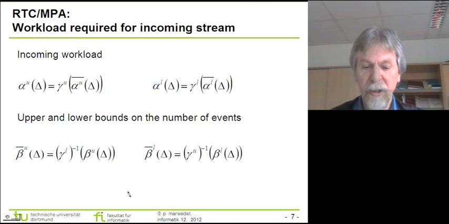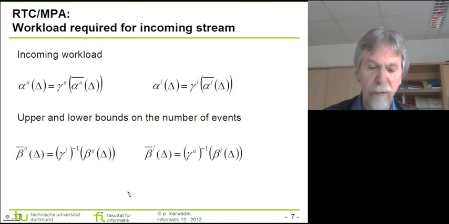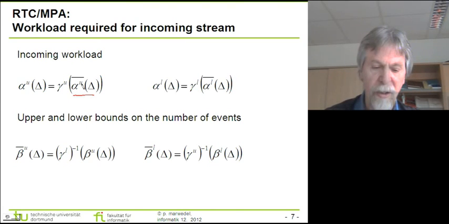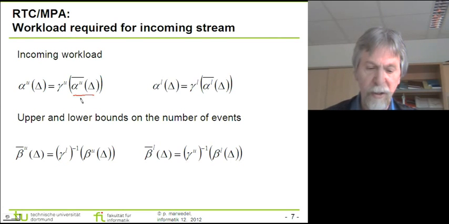Now, what I described so far consists of a pair of functions that either provide a mapping from the domain of time intervals delta to a number of events or to certain times. So in the case of the alpha functions that I described so far, we have a mapping from these time intervals delta to a certain number of events. And in general, whenever we have a function that is providing a mapping to a certain number of events, we will use these bars there on top of the function name. So alpha upper bound bar describes a certain number of events.